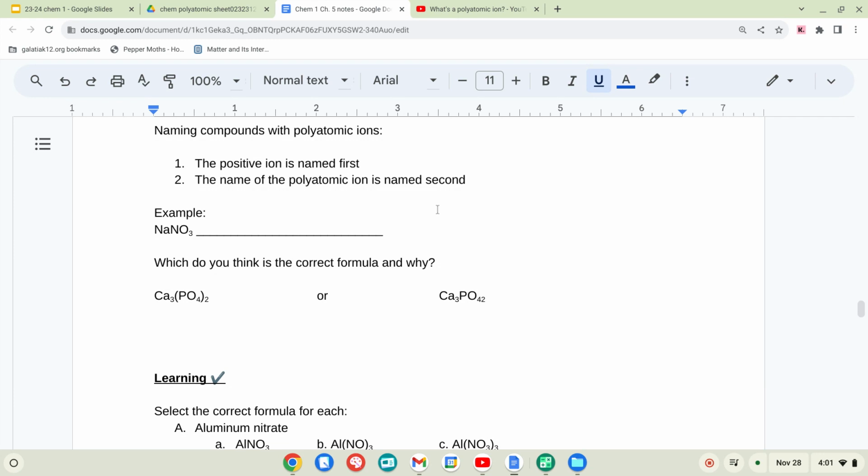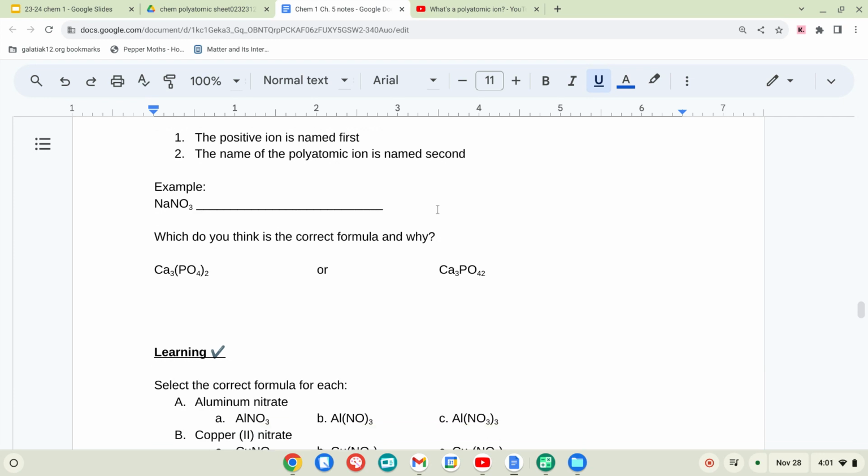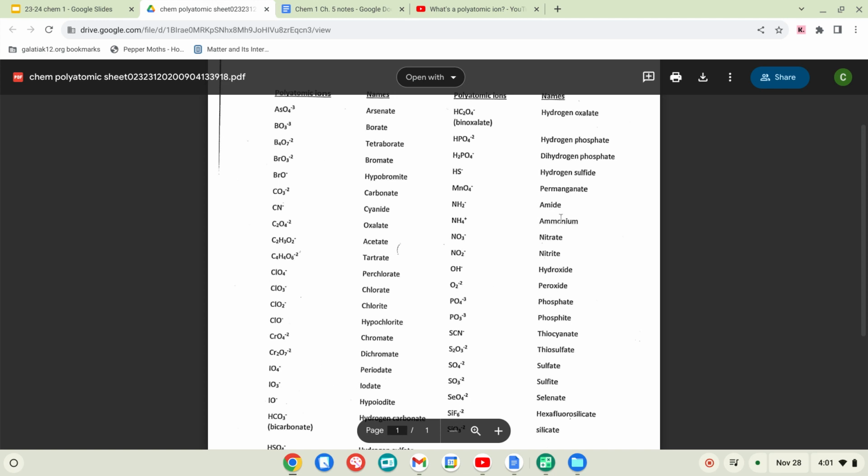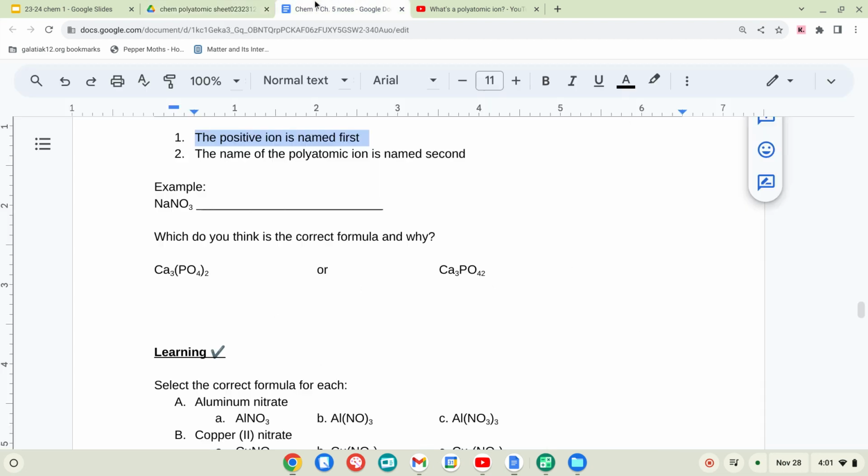Alright, so when we name these, it's very similar to how we've named so far. We will always name the positive before the negative, so the first step right here is to name the positive ion first. So calcium, sodium, lithium, potassium, anything that has a +1, +2, or +3 charge, or if you're that one polyatomic on that sheet, the ammonium right here, the NH4, that would be named first. Then, just like before, we're going to name the polyatomic ion second, because for the most part they are negative.